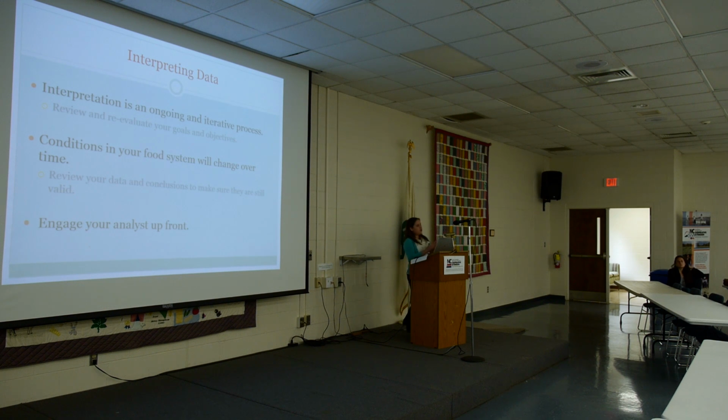So you need to review and reevaluate your goals and objectives. Once the data comes in, you might learn things that you didn't think you were going to learn from it, or not be able to do exactly what you wanted to do. So it's an iterative process. You need to constantly be reevaluating. And the conditions in your food system are going to change over time, so you're going to have to reevaluate what data you need and how you need to use that data.